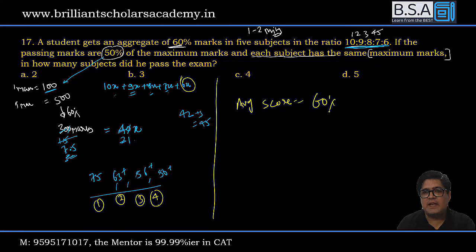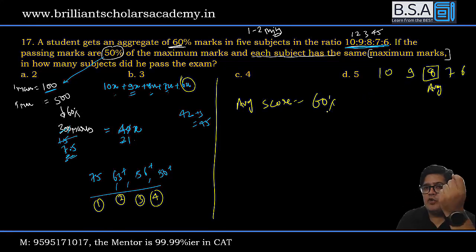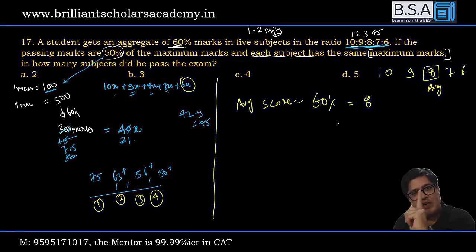is 60%. 10, 9, 8, 7, 6. Whenever numbers are consecutive, the middle number is the average. Their average will be 8. Listen to this. So 60% is equal to 8 marks. 60% is equal to 8 marks.